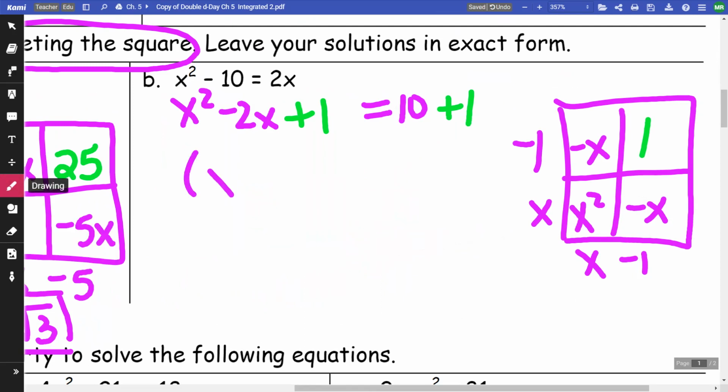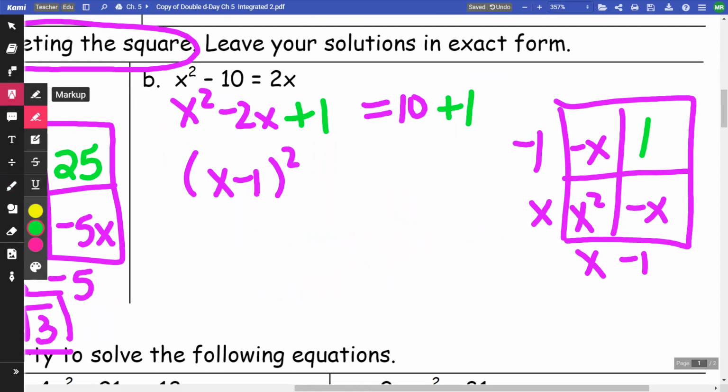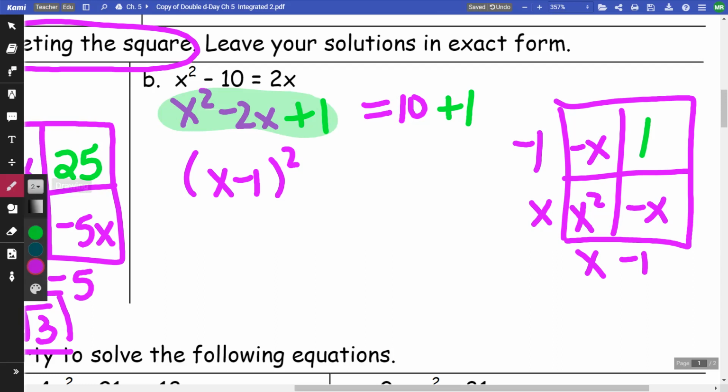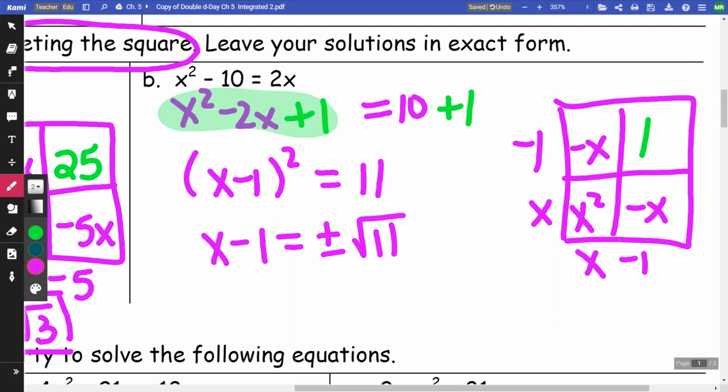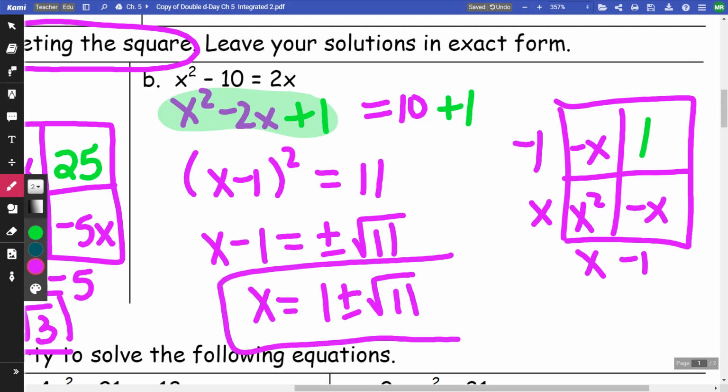And I'm going to get x minus 1 squared, because that is the same as this, is equal to 11. I'm going to take the square root of this side. I'm going to take the square root of the other side, get plus or minus the square root of 11. And I'm going to add 1. And that's our answer.